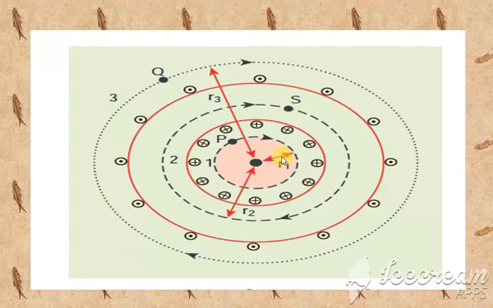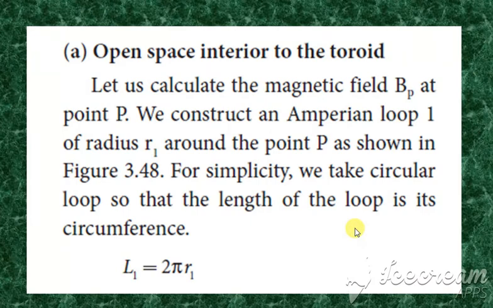For the point P, the radius is R1. For Q, the radius is R3, and for S, the radius is R2. We'll first see the derivation for the open space interior to the toroid. Interior means we consider the point P, whose radius is R1.